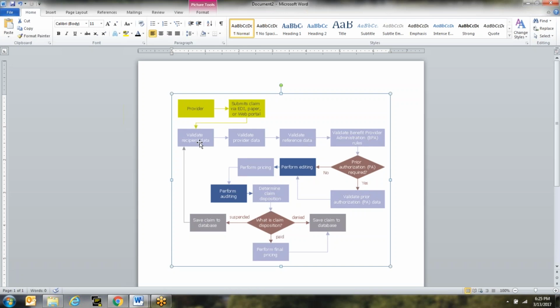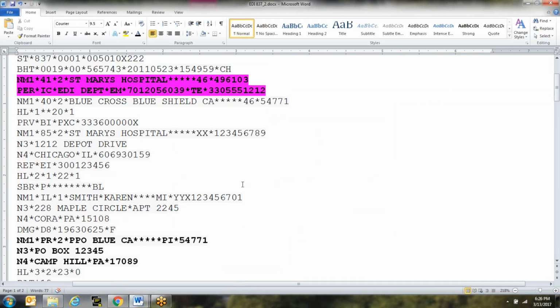The system will look at this code, the code for PPO Blue Shield of California, and check whether this code is correct or not. If this code, 54771, Blue Cross Blue Shield of California, is us, the system will read this data. If this matches 54771, only then will this claim be processed. Else the claim will not be processed. It will be rejected outright, because you sent this medical claim to the wrong payer.